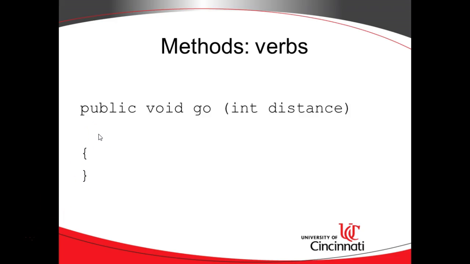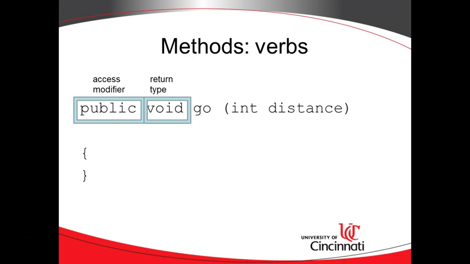We start with the method signature line. And the first thing that we see on the method signature line is the access modifier. That says who can invoke this method. Next, we have the return type. Void means we're not returning anything. And finally, we have the method name.